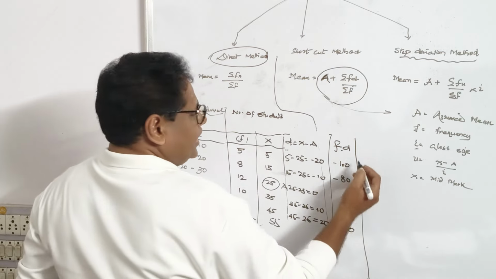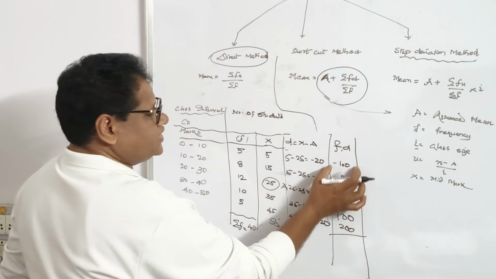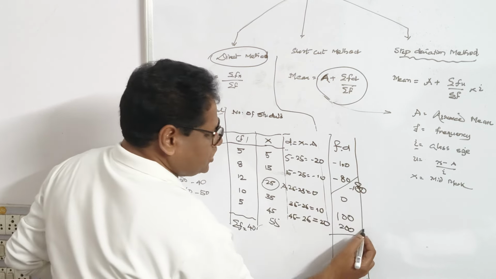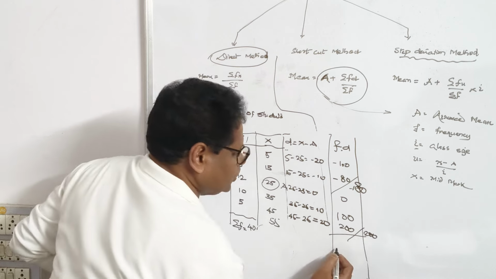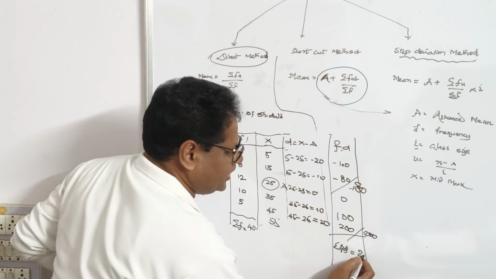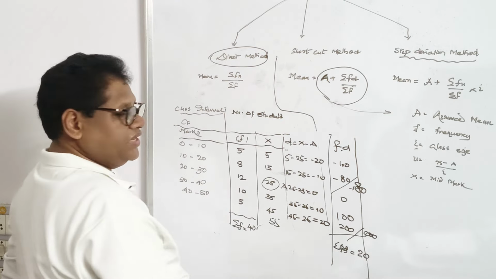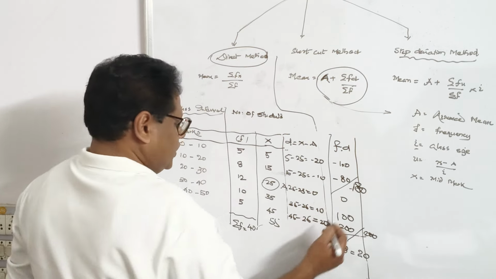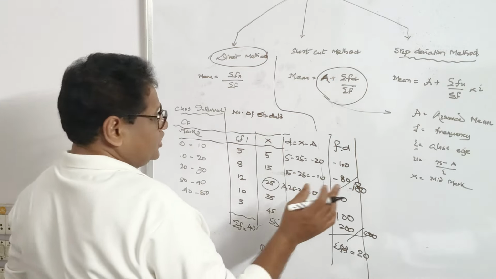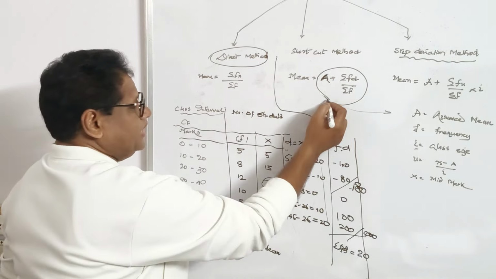Okay, now add up this all. Since there are some negatives, minus 180, okay, and positive, that is 200. So this sigma FD comes, the algebraic difference, that is 20, 200 minus 180.